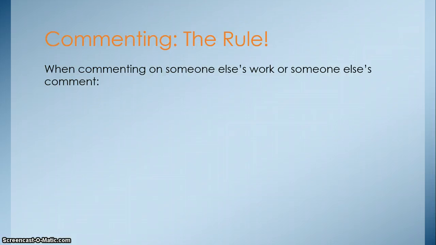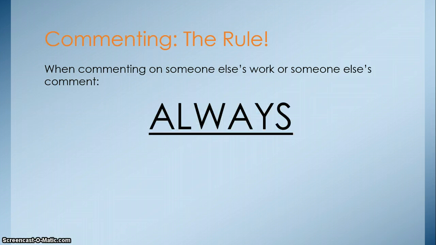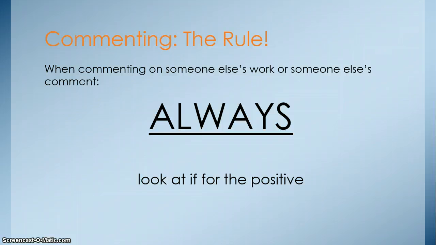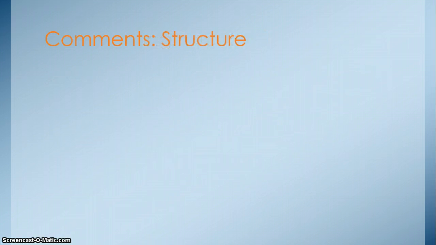So, whenever we're commenting, we need to always follow the golden rule. When you're commenting on somebody else's work or someone else's comment, always, always, always look for the positive. Instead of saying, that was such a bad comment, or what were you thinking, or that is not okay, you should look for the parts where you can give a positive remark. So how should a comment look?